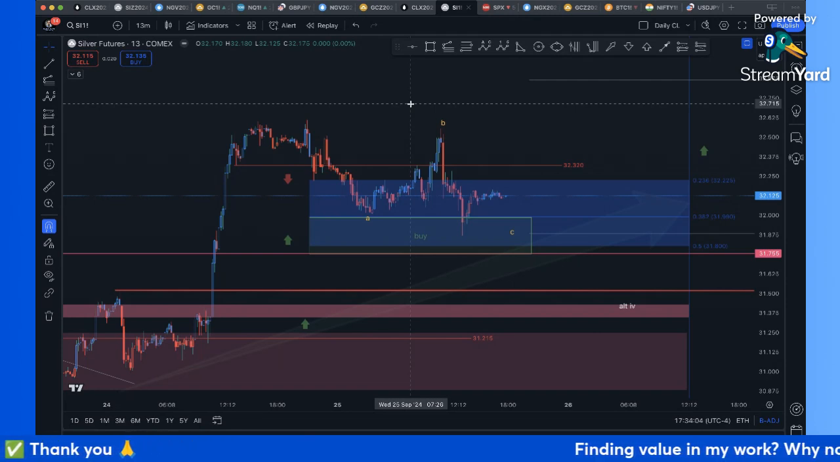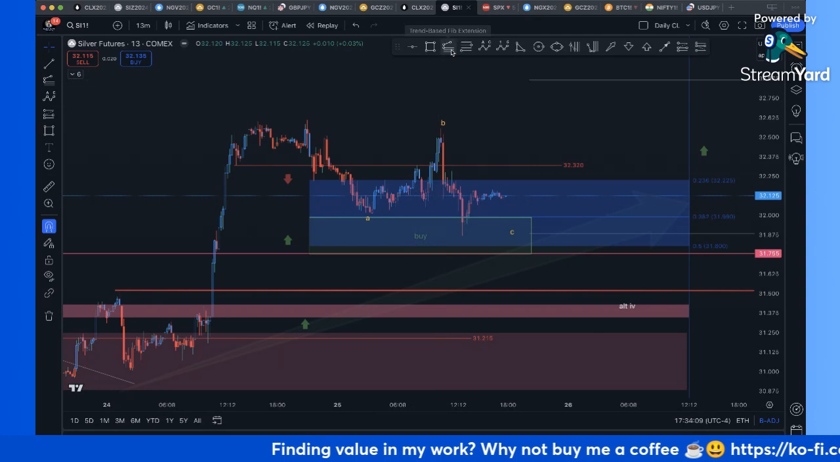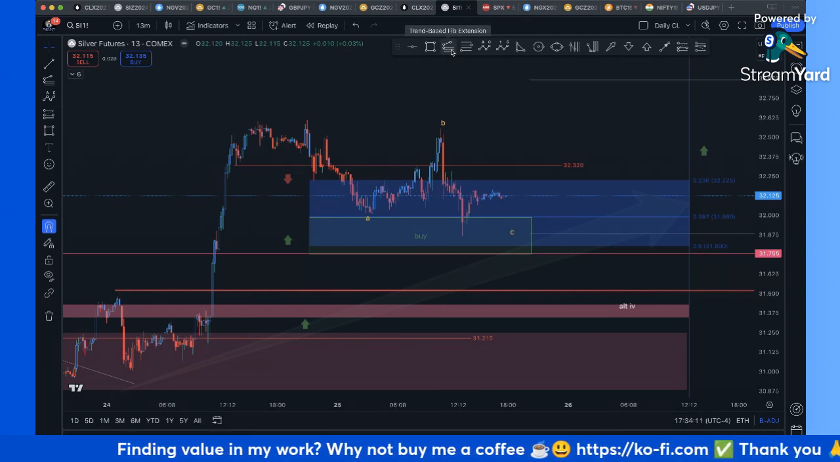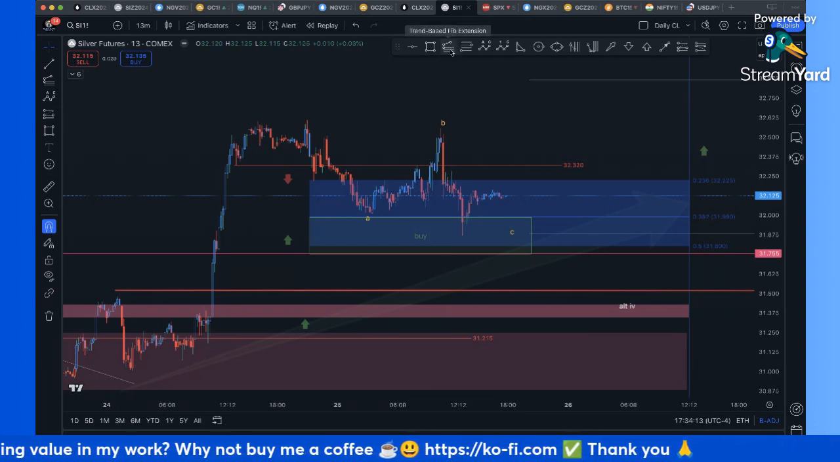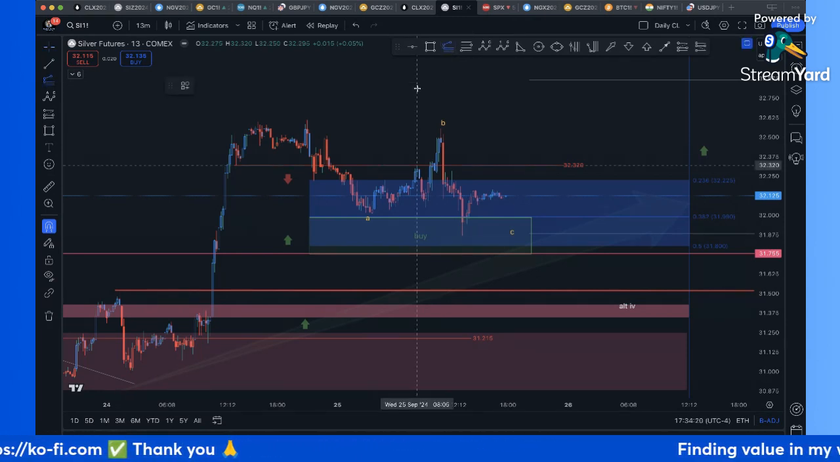Okay, so the way we're going to measure for the 3-wave correction is we're going to use our trend-based fib extension tool. Regardless of whatever platform you're using, you're going to want to grab your fib extension tool, which is going to give you 3 clicks.